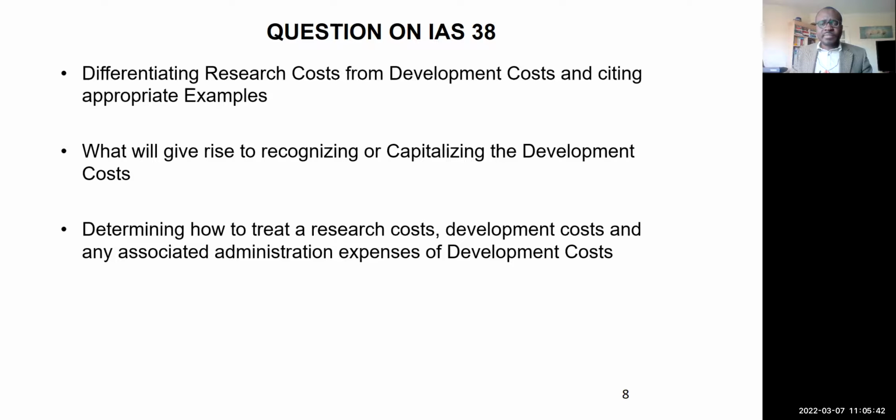Okay, if there are any administrative charges associated with implementing or executing the development of a product, or if I've developed something and I need to get some training, legal fees, registration cost of this developed item, do I need to recognize them? How do I treat them? Okay, this is what we're looking at over here.